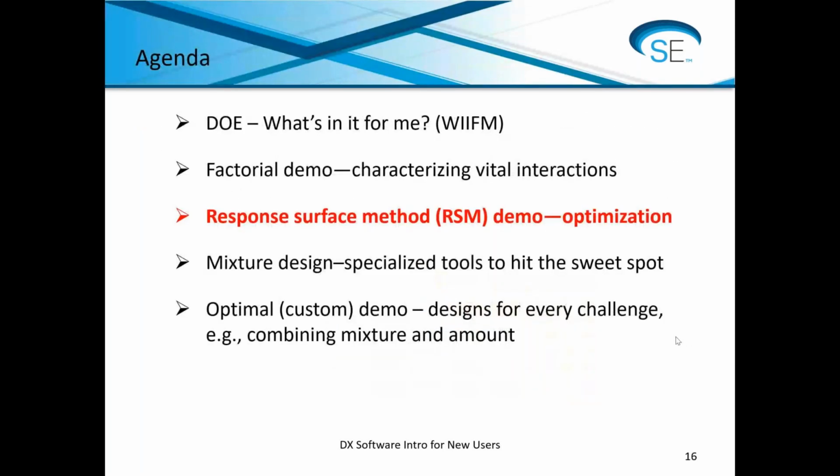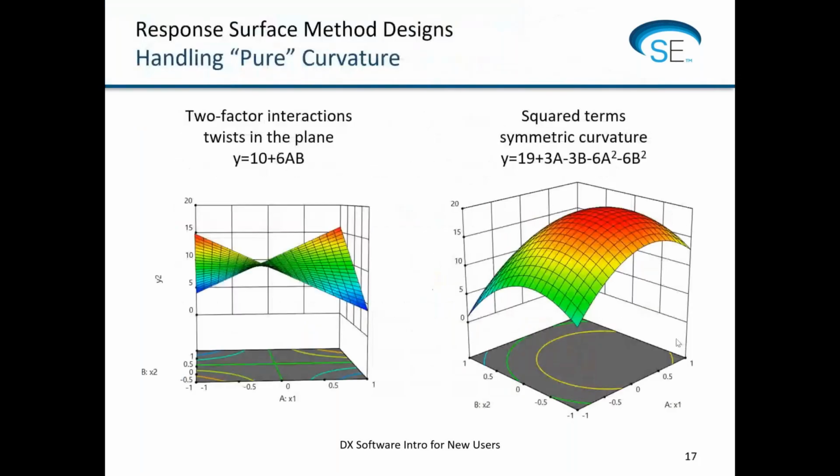Okay, response surface. Let's talk about that one now. With factorial designs, you can only look at interactions, okay? And you're only exploring the corners. If you have 3 factors, you think of it as a cube. You're only looking at the corners of the cube. You're not looking at anything in the interior of the design space, okay? You're only at the low and the high levels for each factor.